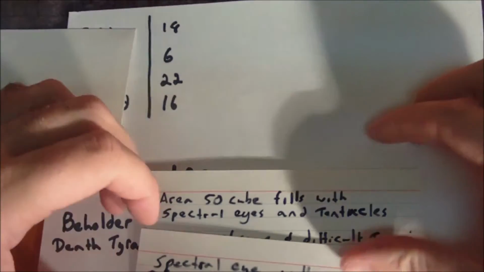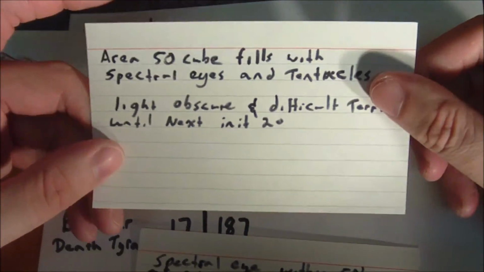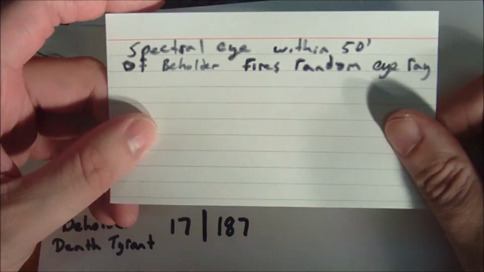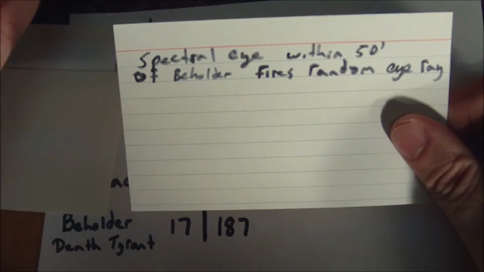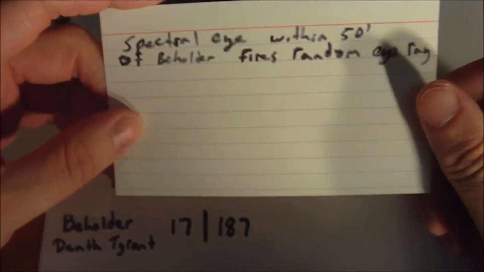The next round comes, let's just say I decide to use the 50-foot cube filled with spectral eyes and tentacles to make it difficult for them to reach the beholder. I would do that, and once I know that its actions have been used up, I would again flip it over so I know it's been used. Then on the third and final round, I would know that the spectral eye within 50 feet is the one I would have to use.